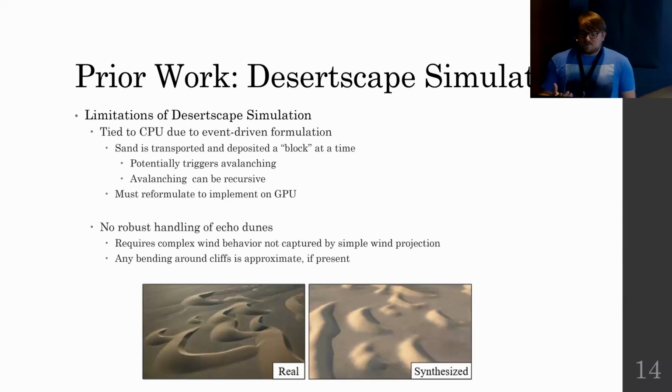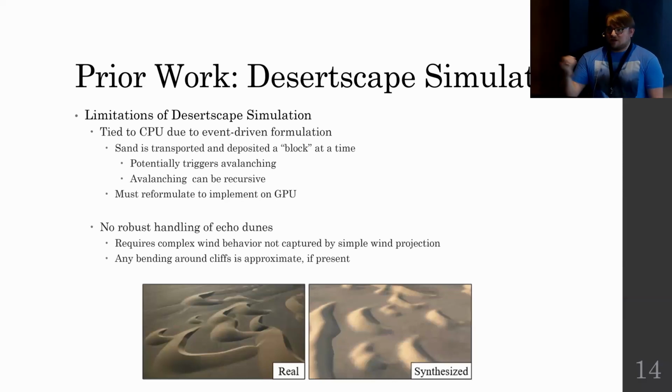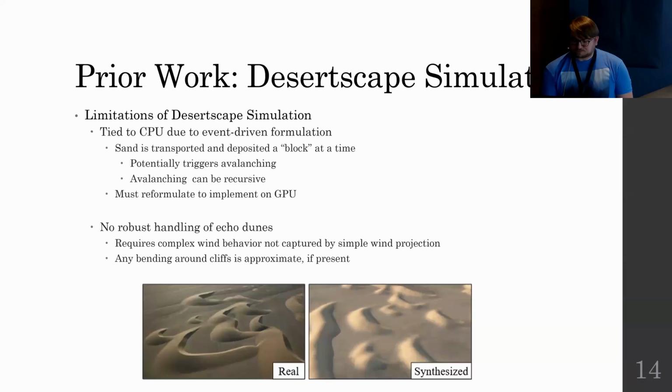And lastly, there's no good validation method so far. So the previous method, essentially they said, here are some dune shapes that appear in the real world, and we're able to produce some of those dune shapes. And so we wanted to try to begin a process of verifying our method a little bit better.